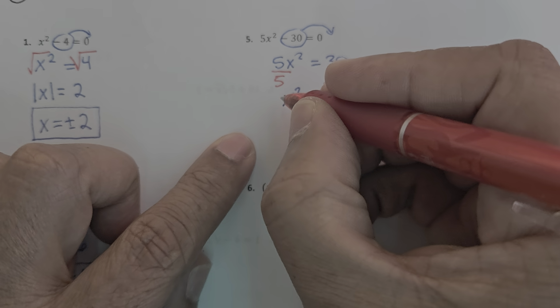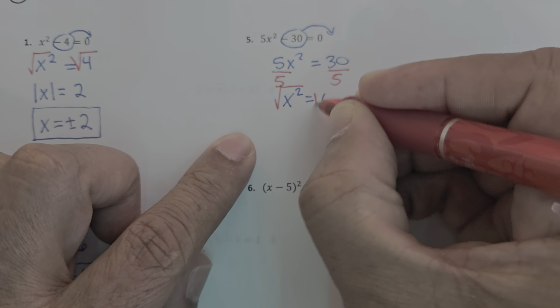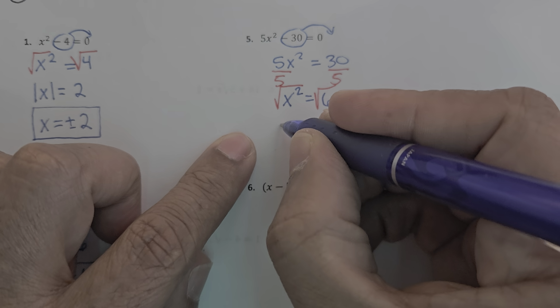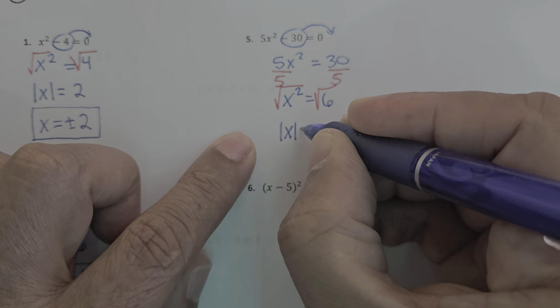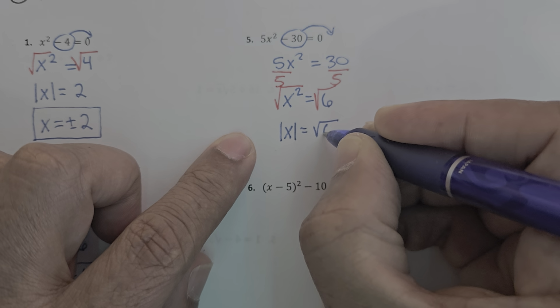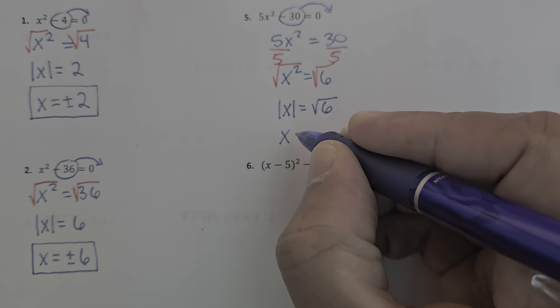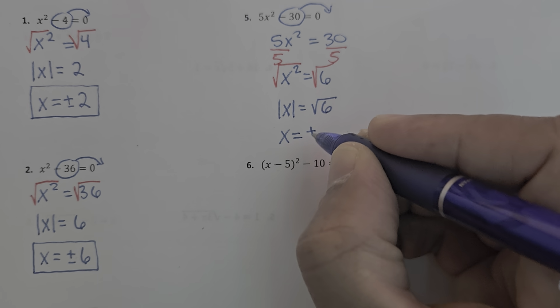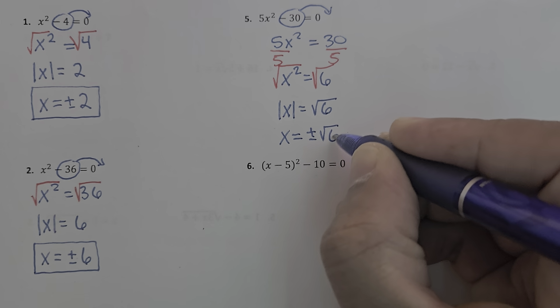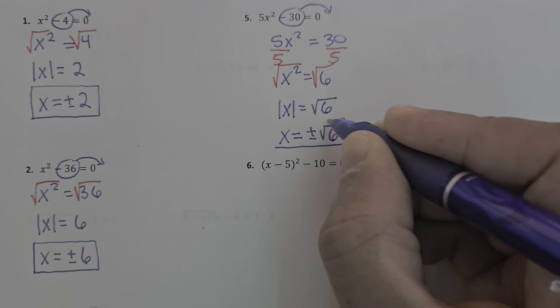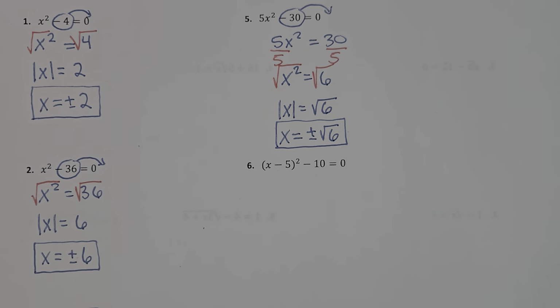Then to get rid of the square, we take the square root. So then this is the absolute value of x is equal to the square root of 6. Now 6 is not prime, but the only prime factors of 6 are 3 and 2. There's only one of each. We can't simplify it, so we just leave it as it is. Just include the plus and the minus in front of the square root. So these are the two solutions to this quadratic equation.